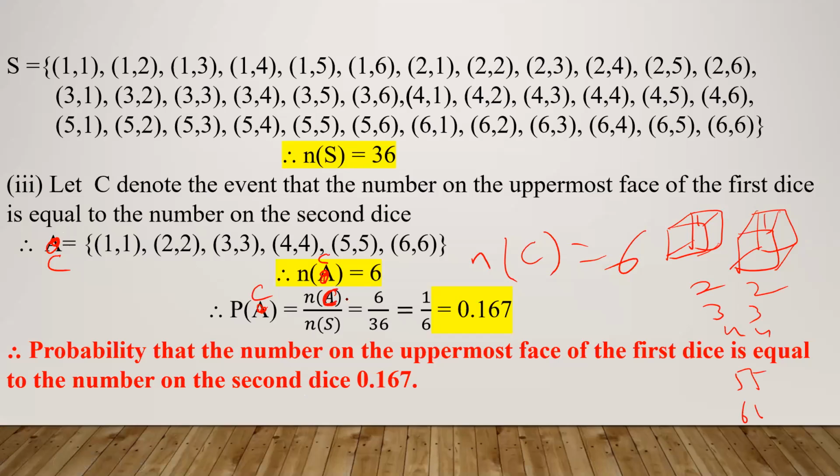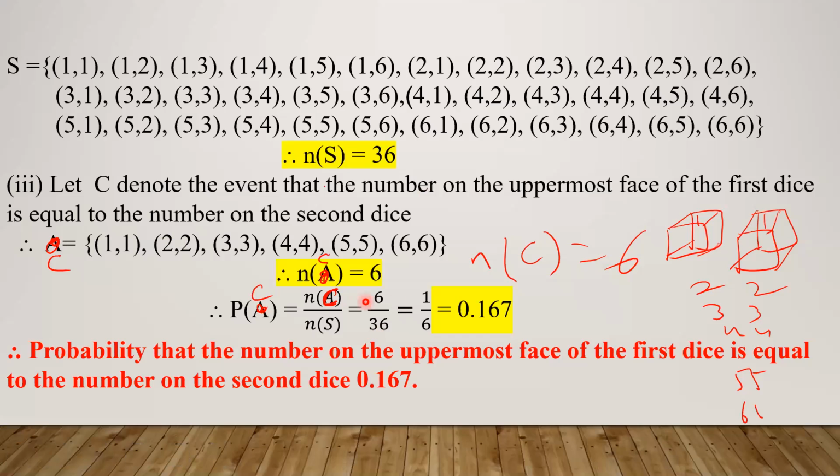n of C divided by n of S. This is by mistake, it is copied from the earlier one, in copy paste this mistake has happened. Actually it is C. Okay, so n of C divided by n of S, so that will give you 6 upon 36. So the answer is 1 upon 6.